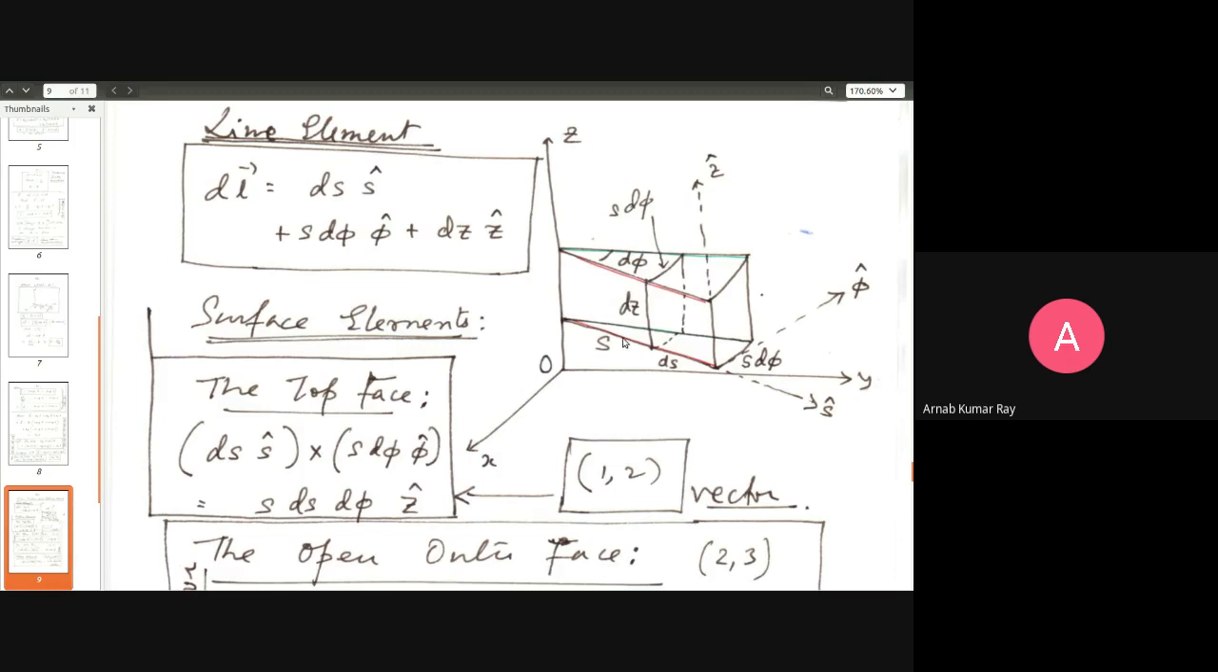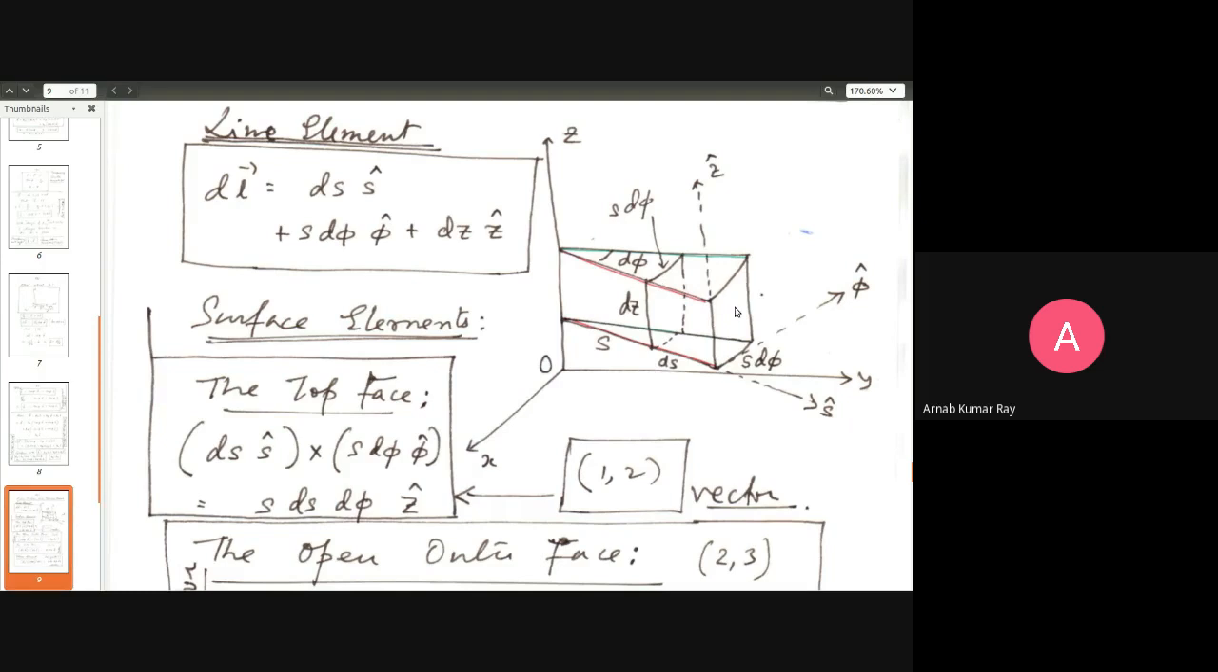If this length is S and this angle is d phi, and you want to move to the new position defined by this green line, starting from here, you have swept and you have come here, S d phi. So this arc length will be S d phi. If this arc length is S d phi, then this arc length will be S plus ds, whole thing into d phi.